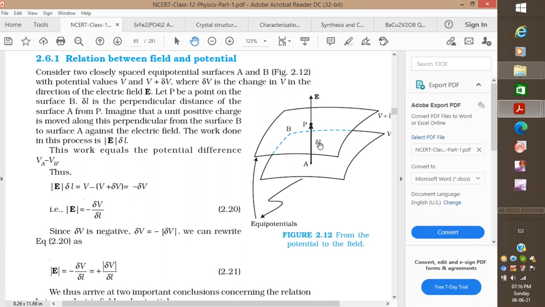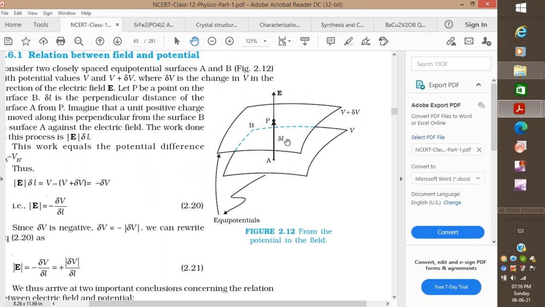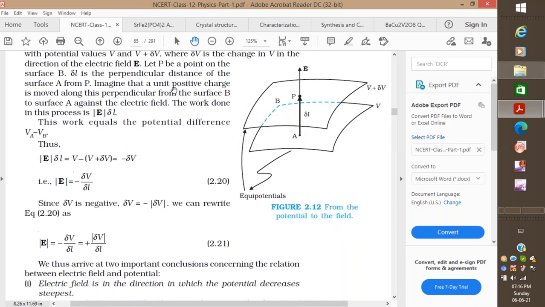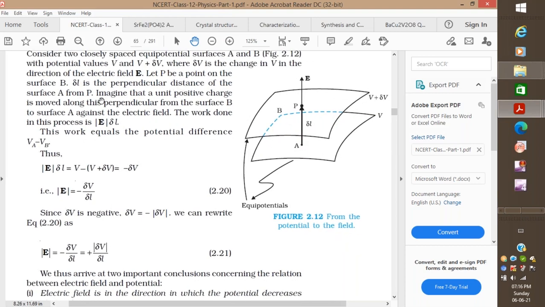They are actually one on top of another. If one is at the ground, the other surface having potential V plus delta V is delta L height away. Imagine that a unit positive charge is moved along this perpendicular direction, from surface B to surface A, or directly from P to A.